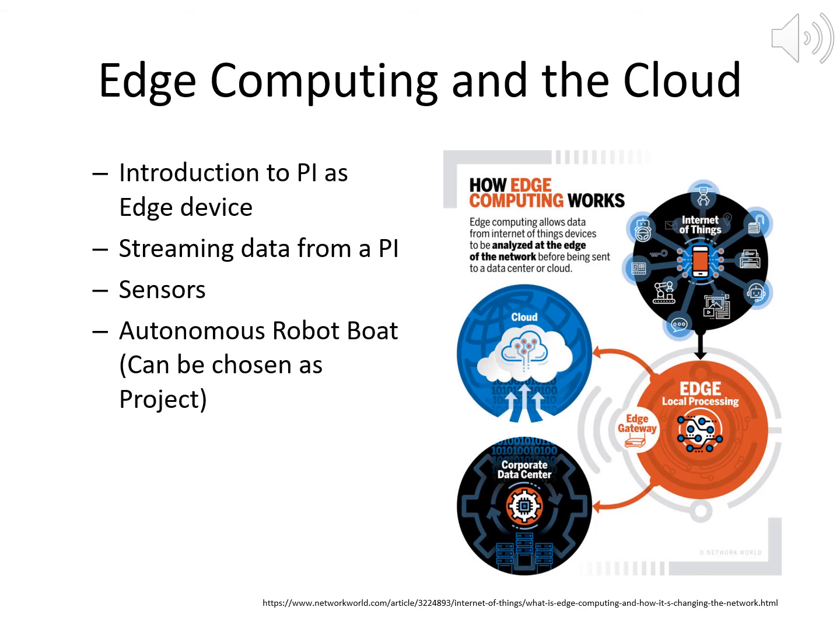So we will give you an introduction to how cloud computing and edge computing work together. We showcase this, for example, on a Raspberry Pi as an edge device. We are streaming data from the Pi, attaching sensors, and you can participate in a project as part of the autonomous robot boat that we are creating.